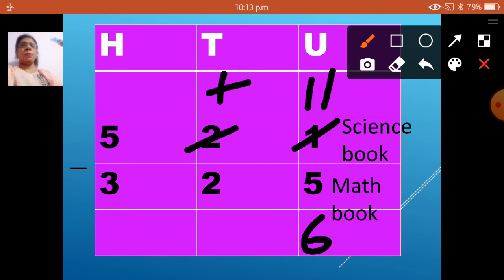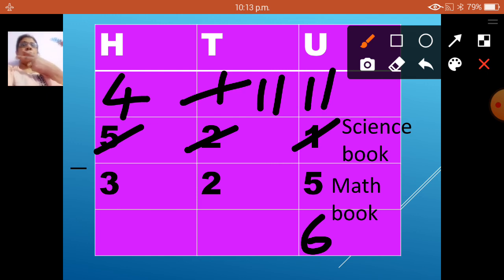No, it is not possible because 1 is a smaller number, 2 is a bigger number. So we'll make it as 11 and this 5 will become 4. So 11 minus 2. After 2: 3, 4, 5, 6, 7, 8, 9, 10, 11. That means 11 minus 2 will be 9. 4 minus 3, 1. Okay.